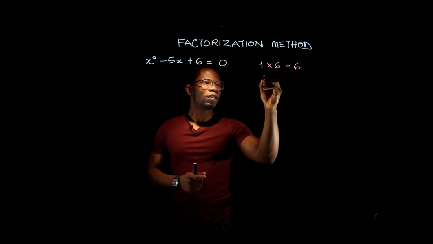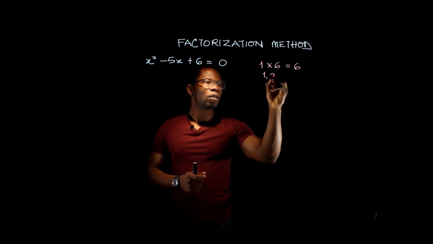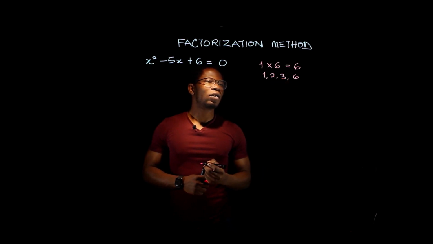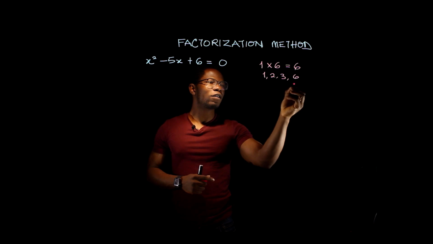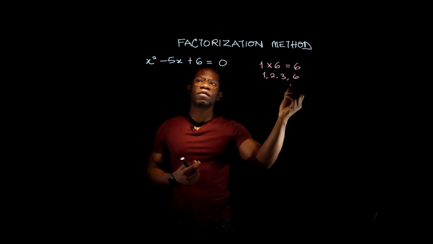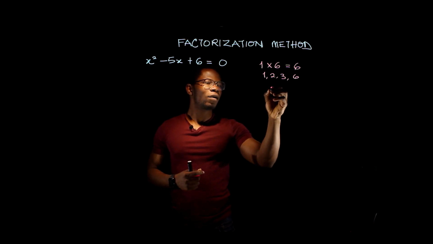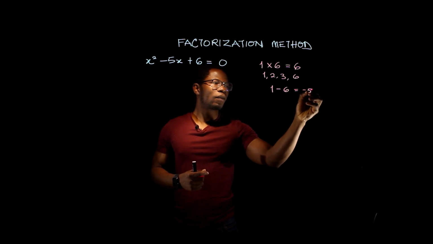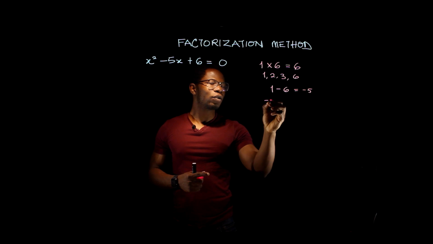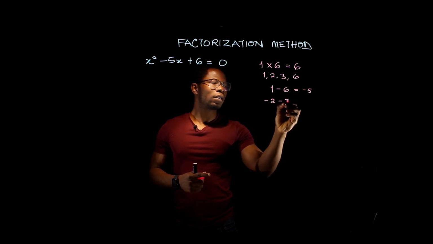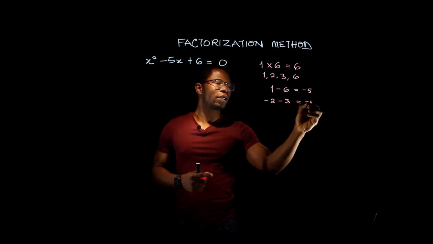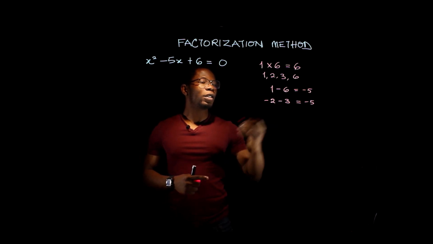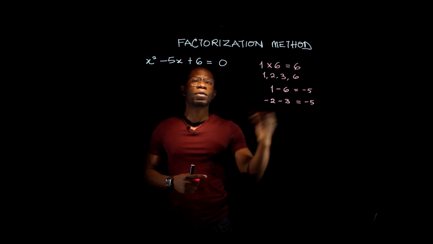So what are the factors of 6? We have 1, 2, 3, and 6. So how can we combine any two of these four factors to give us minus 5? We can have 1 minus 6. This results in minus 5. And we can have minus 2 minus 3. This also results in minus 5. We can choose either of these combinations, but let's choose minus 2 minus 3.